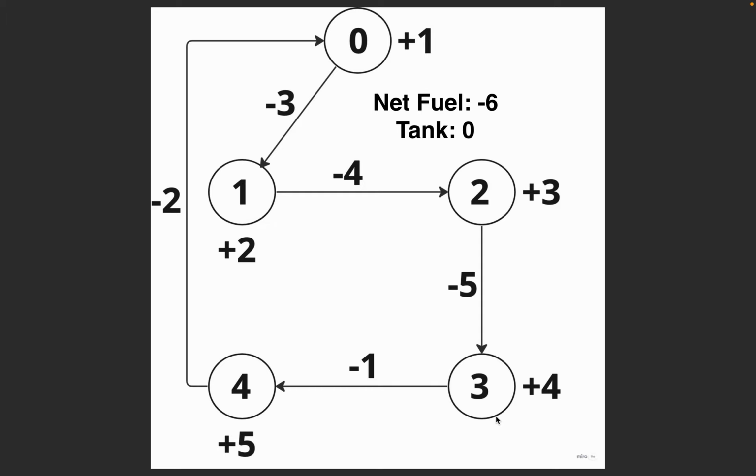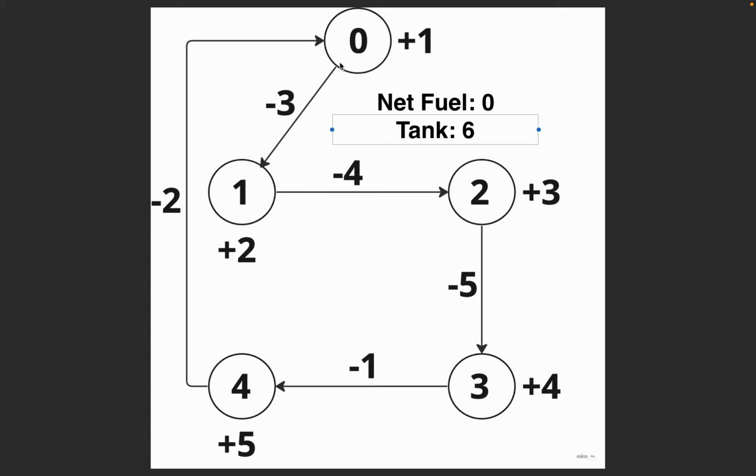Now, at gas station 3, we do +4 -1, which is 3. And then here, we do -6 + 4, which is -2, and then -1, which is -3. Now, we can actually make it to gas station 4 this time, which is great. We are making progress. Now, at gas station 4, we do +5, which is 8, and then we do -2, which is 6. And then we have to update net fuel as well. We do +5, which is going to be 2, and then -2, which is going to be 0.